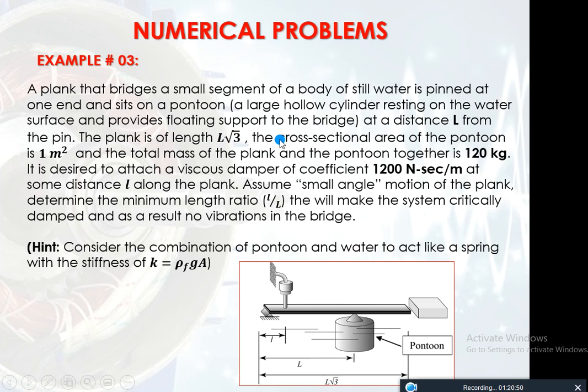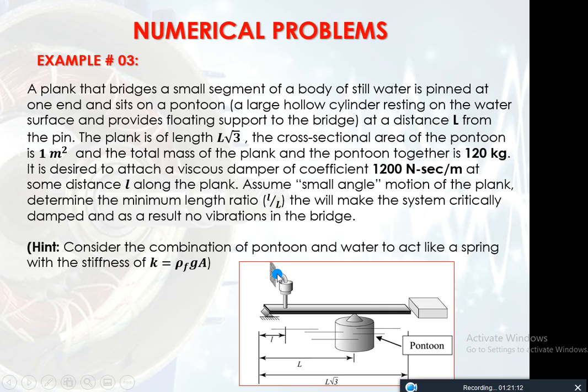Okay, the cross sectional area of the pontoon is 1 meter square, and the total mass of the plank and the pontoon together is 120 kg. The whole mass of this assembly is 120 kg. It is desired to attach a viscous damper. This is your viscous damper. We want to attach it.